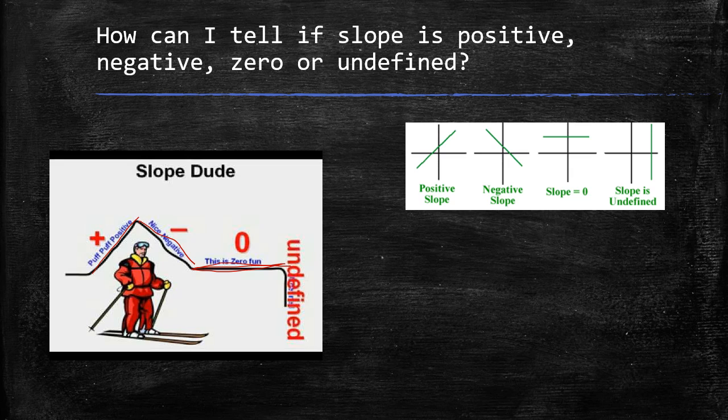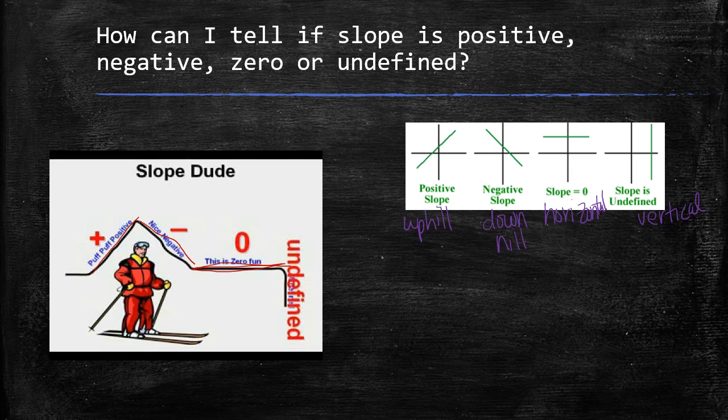So I'm going to write some of these terms here. Slope is positive when I am going uphill. Slope is negative when we're going downhill. Slope is equal to 0 when I have a horizontal line. And slope is undefined when I have a vertical line.